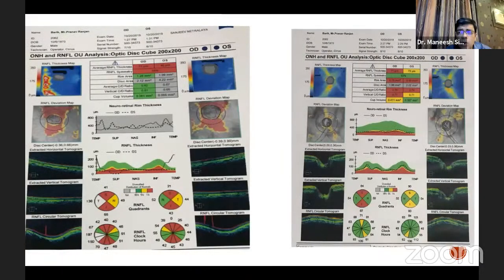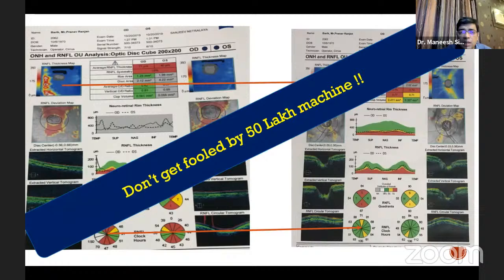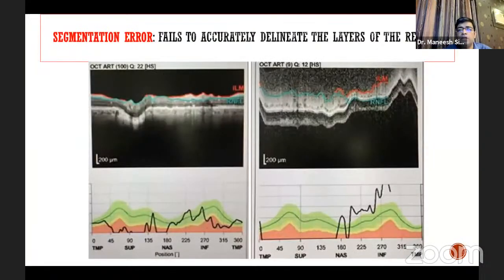So the point I'd like to highlight is that even in a high-end machine, for example, this Cirrus machine is a very high-end machine. You spend 40, 50 lakhs on the machine. So it will give you a false sense of confidence that now I can diagnose any glaucoma just based on OCT. That's not the case. These machines can also err, you have to interpret the reports properly. So in this case, when you repeat it, you see the motion artifacts are gone, the segmentation is proper, and the RNFL thickness is normal. So don't be fooled by the price of the machine. Always evaluate the patient in totality.